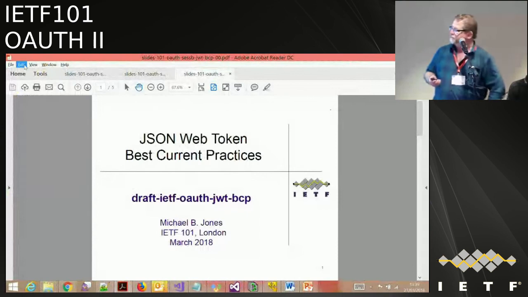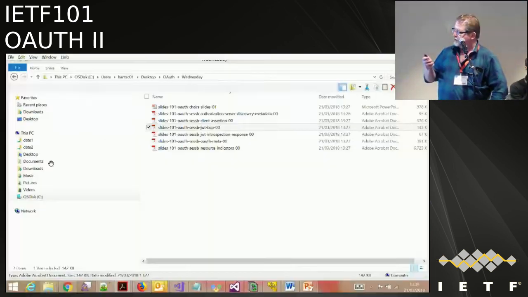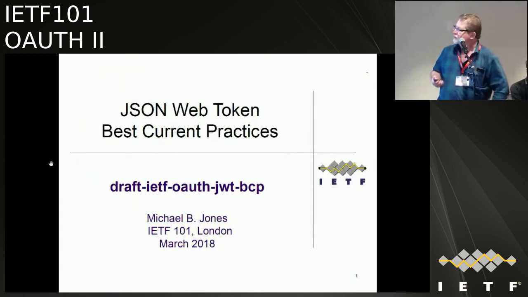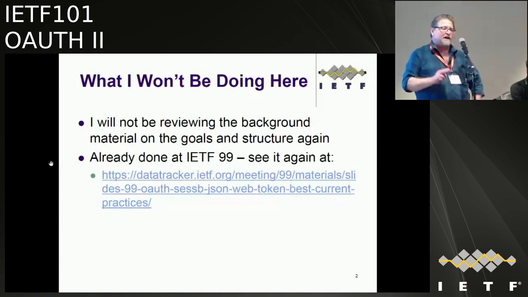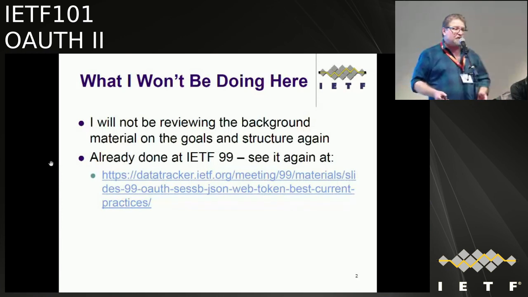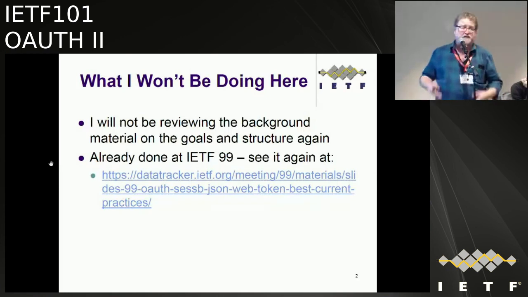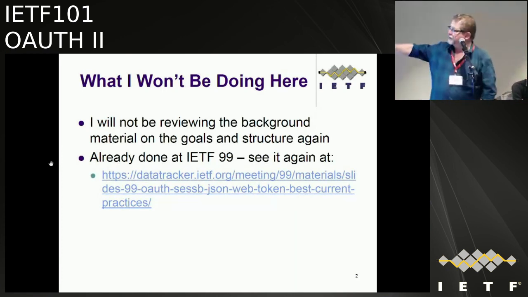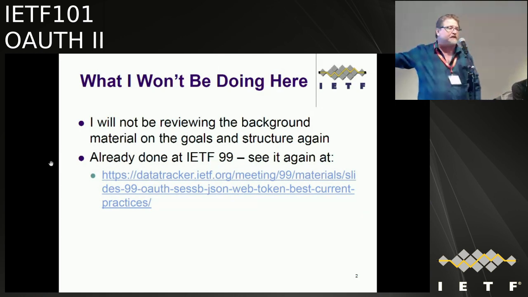Okay, so that was all good news. The JSON Web Token Best Current Practices document is another one that is on my plate. I'll say up front, what I'm not going to do here is re-review why this document exists, what the structure and goals of it are, etc. Anybody can go to the floor and ask anything, but there is a presentation that covers all of that, made at IETF 99 eight months ago, and there's a link to it there. So if any of you are not familiar with this document or why it exists, you can read the abstract and introduction, what have you.